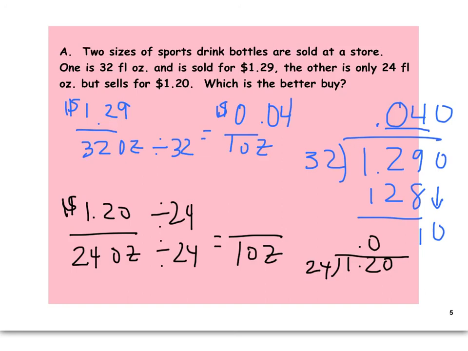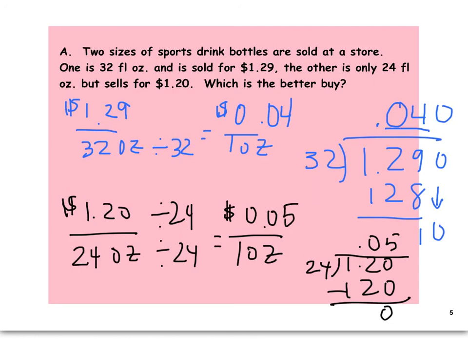24 doesn't go into 12. It's going to go into $1.20, looks like about 5 times. So if I do 5 times 4, I'm going to get 20. And 5 times 2 is 10, plus that 2 that I carried up will be 12. So if I subtract that, I get 0. So this one was 5 cents per ounce.